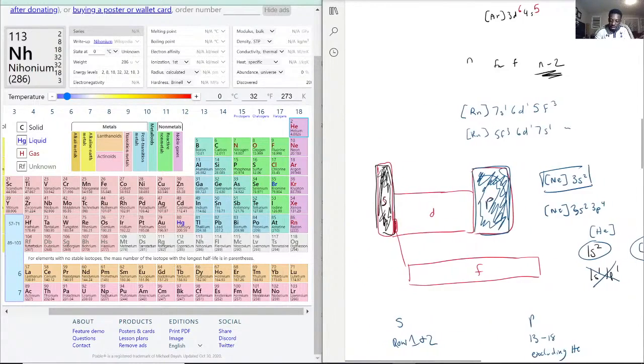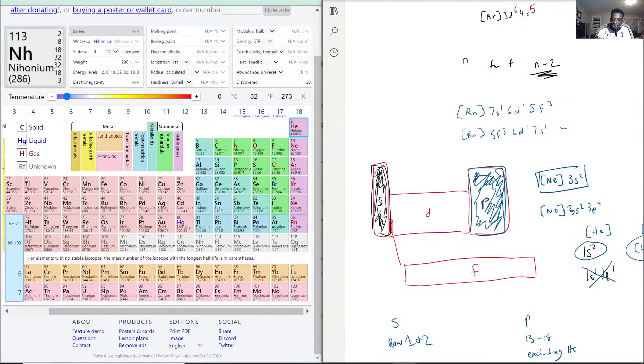So as I said, this is 13 through 18, and I put an asterisk here to say not included helium. Okay, because helium is over here, helium is here.